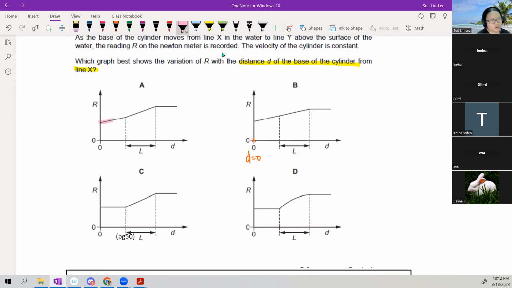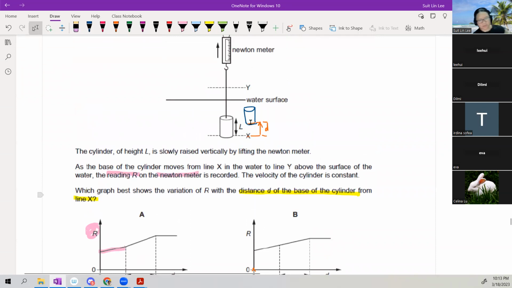Do you think the weight will increase? This R here is the reading on the Newton meter. Or do you think that the reading will stay the same at the first section? So at this section, the cylinder is still slowly being pulled up. It hasn't left the water surface yet. From here to here to here. If you think that the upthrust has changed, then the answer is no.